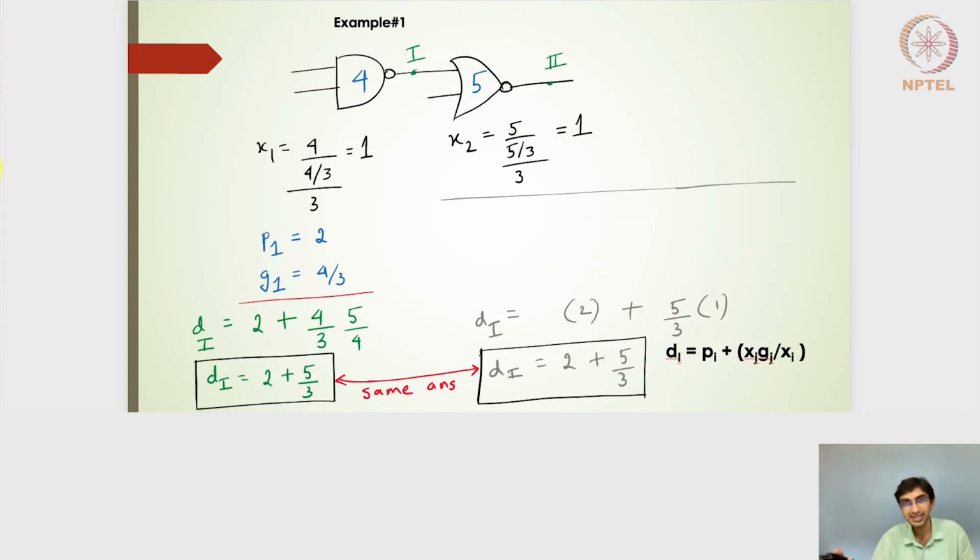Moving ahead, let's take an example here. So let's say that I have an AND gate of the gate size of 4 and the gate size of 5.